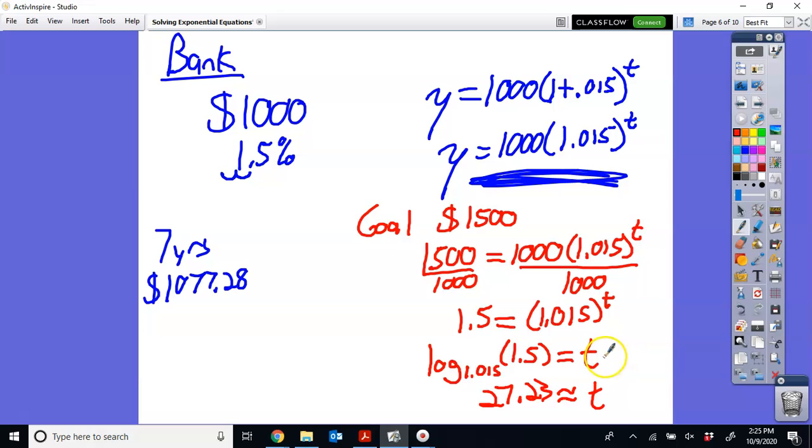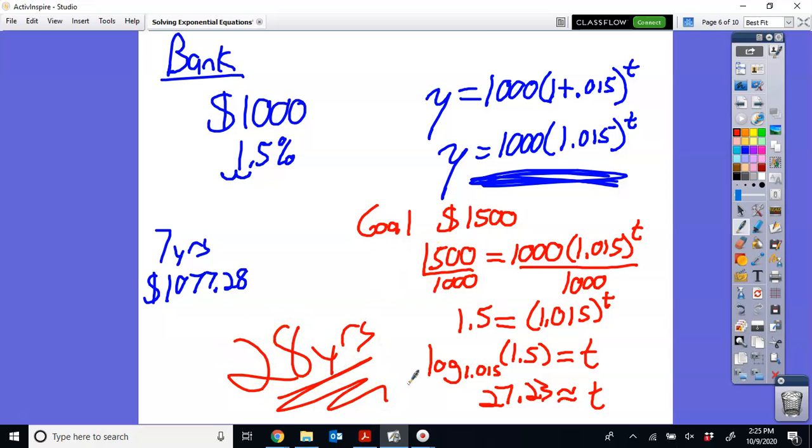If I'm looking at an interest earning account that only adds interest once a year, then that means I'm going to have to actually go to 28 years before I have $1,500. That's going to be a long time to wait. This is why I told you it's very important to make sure that you actually go through and make more deposits. So this is the real world application of that.